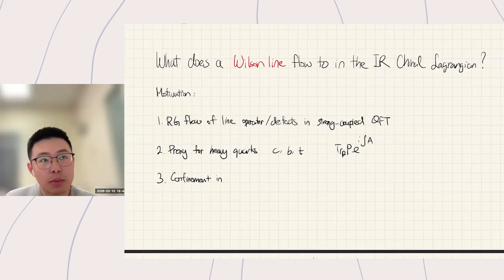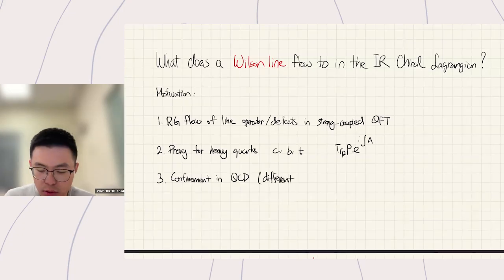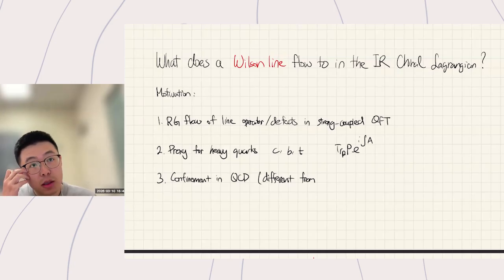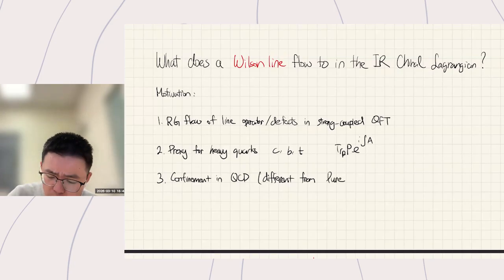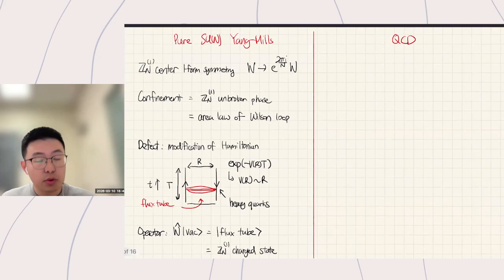So the third motivation is somewhat remote. It's related to confinement in QCD, and this is known to experts. I guess everyone in the audience knows, but I just want to emphasize again. The notion of confinement in QCD is different from pure Yang-Mills theories without matter, okay? And I would like to briefly review this. So in pure SU(N) Yang-Mills theories, from a modern point of view, we can characterize confinement using Z_N center one-form symmetries.